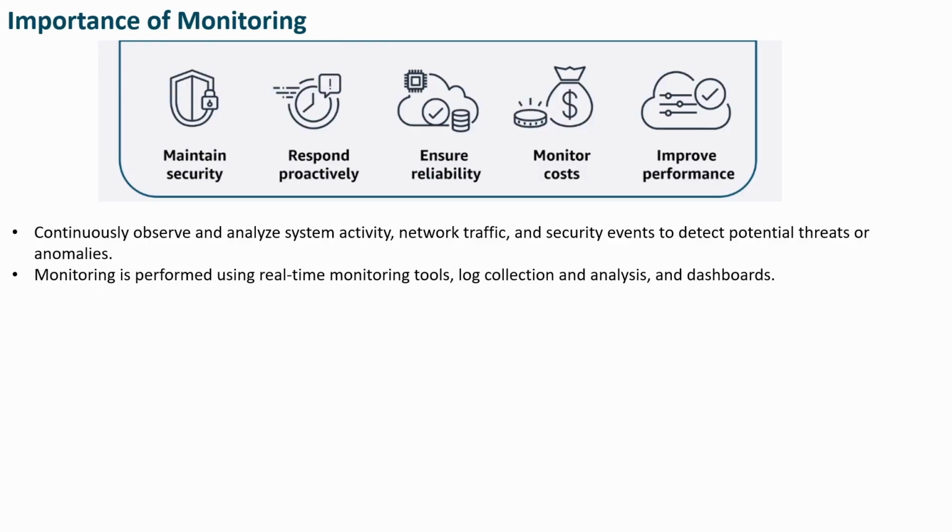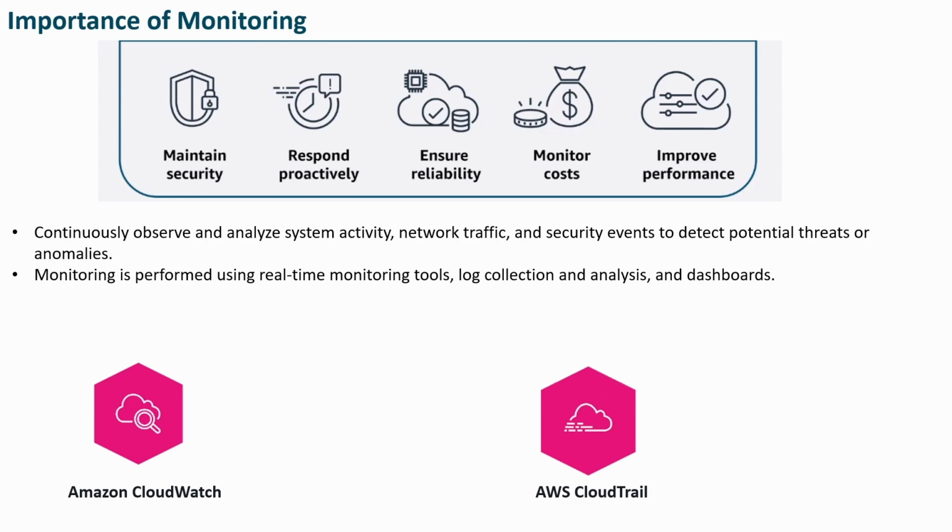Monitoring is performed using real-time monitoring tools, log collection and analysis, and dashboards. There are two very popular monitoring and auditing services provided by AWS, that are CloudWatch and CloudTrail. CloudWatch is about performance. It tells you how much CPU am I using, is my application healthy. It's your dashboard of metrics and alarms.